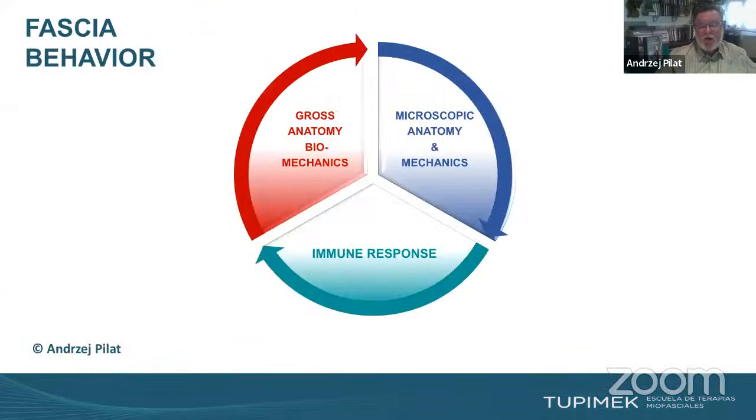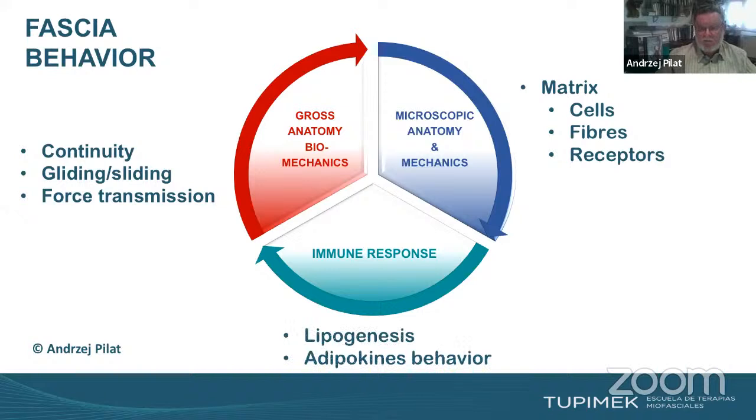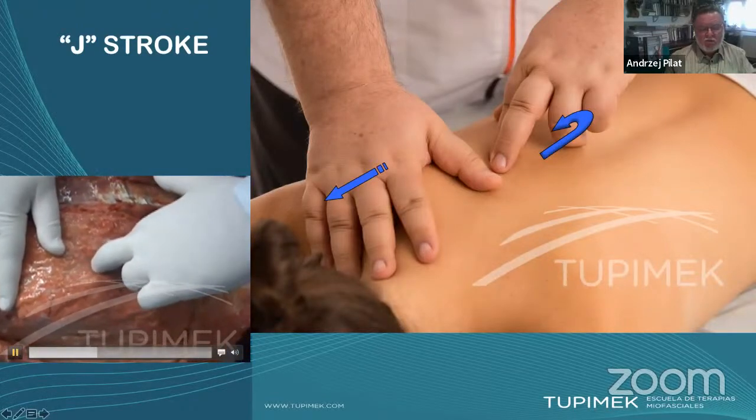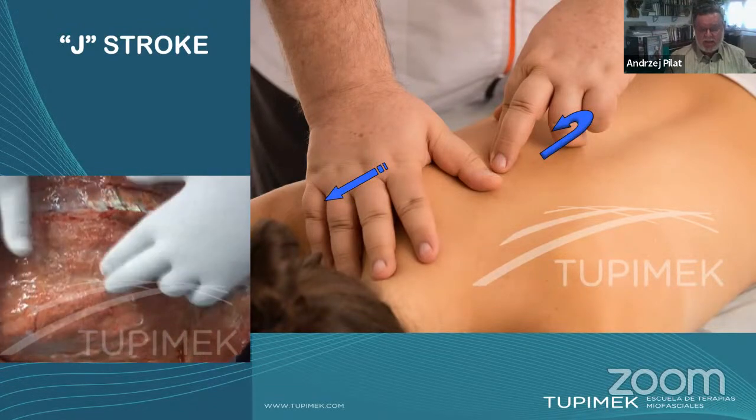So the fascia behavior is related to the gross anatomy and biomechanics, continuity, gliding and sliding, force transmission, microscopic anatomy and mechanics, matrix, cells, fibers, and of course receptors, lipogenesis and adipokine behavior, the immune response. So just a few samples. This is the J stroke. When you use this application on the superficial layer of fascia, observe this is the superficial fascia at the left.